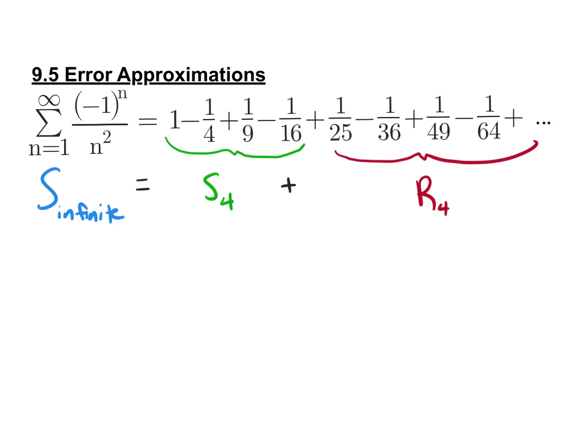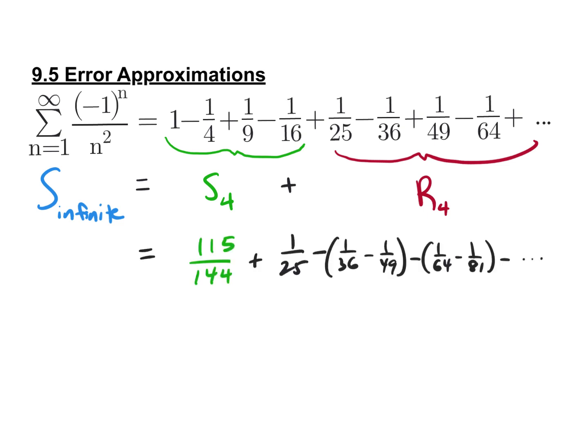Now, I went ahead and did the calculations, and then I'm going to play with some algebra just to prove a point here, okay? So what's in green here is 115 over 144. You can just believe me. Now, I did something here with these remaining terms, and after you write it down, I'll kind of explain why I did what I did.